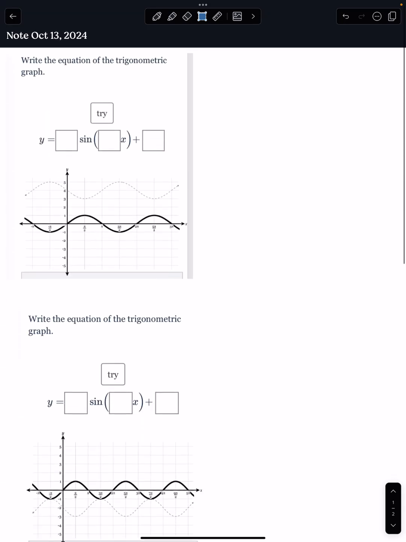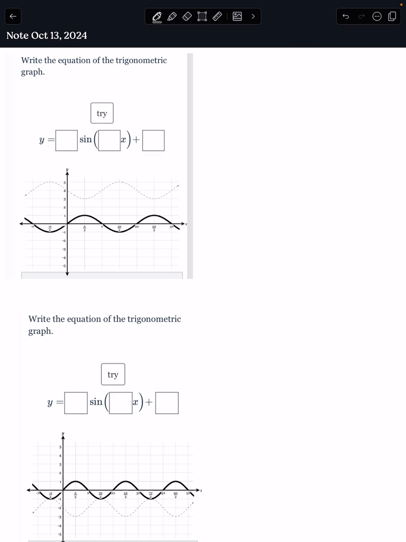All right, guys, here's your assignment for today. We're going to graph or just write the equations of these, okay? This time we've done the vertical shift, we've done the amplitude. We're going to include the reflections on this one, okay? So this is your assignment in Delta Math.